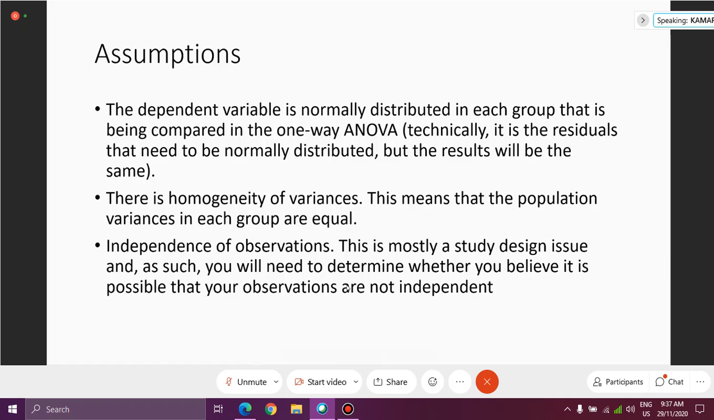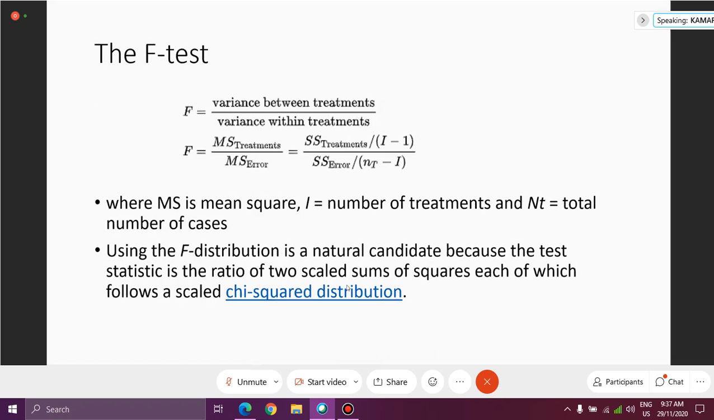For these assumptions to be valid, the observations must be independent. It means that observation number 2 will not affect observation number 3, and observation number 3 will not affect observation number 4. So that's what it means by independence of observations.